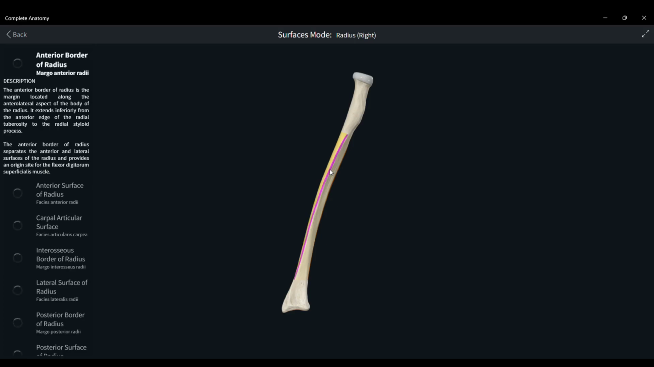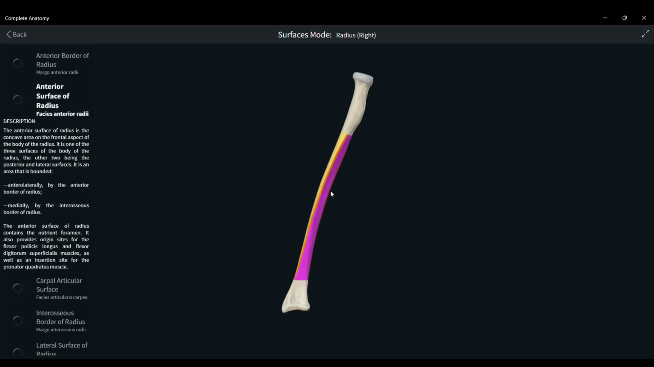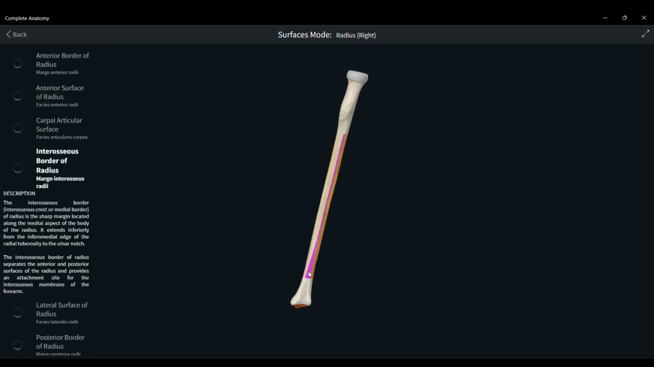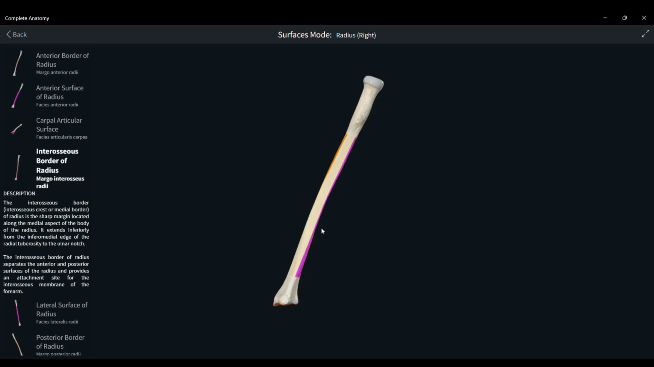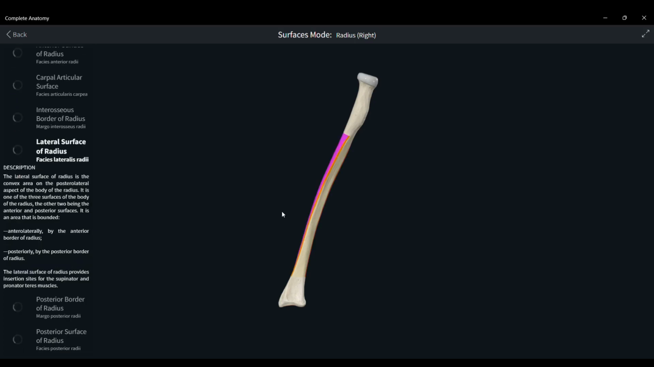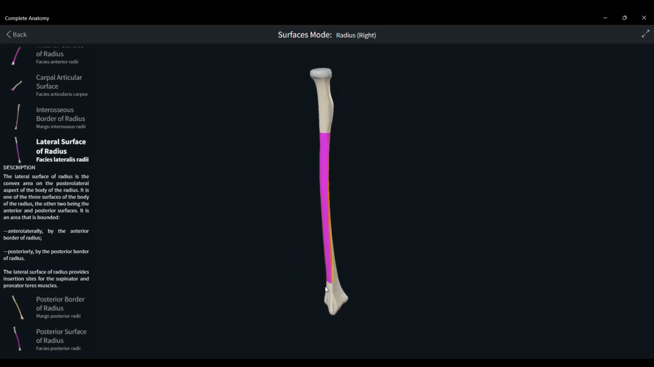The anterior edge is the margo anterior radii, which defines the anterior contour of the shaft. Next to it lies the anterior surface, the facies anterior radii, a smoother, slightly concave area where the anterior forearm muscles run and attach. The intermediate, medial edge is the margo interossea radii. This is the sharpest border, since the interosseous membrane, the membrana interossea, is anchored here between the two forearm bones. The lateral surface, the facies lateralis radii, is more convex. It is broader proximally, and then narrows as it approaches the styloid process.